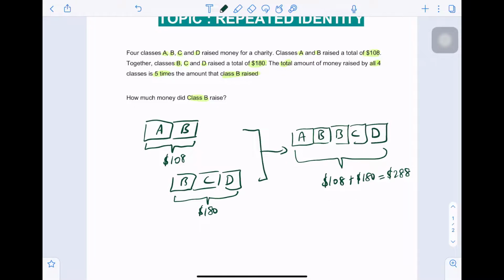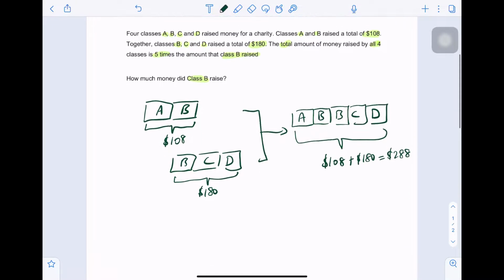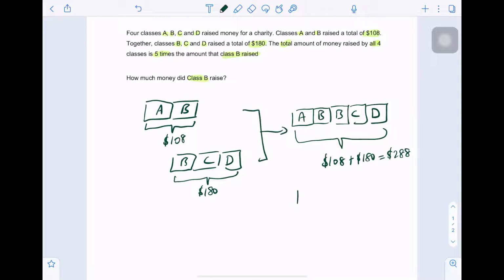$288. Okay, so if we do some simple rearrangement of this model, we can actually get the 4 classes A, B, C, and D, plus an additional B as well. Alright, because there are 2 B's here. Okay, what they have said is that these 4 classes here is the same as 5 times of B.